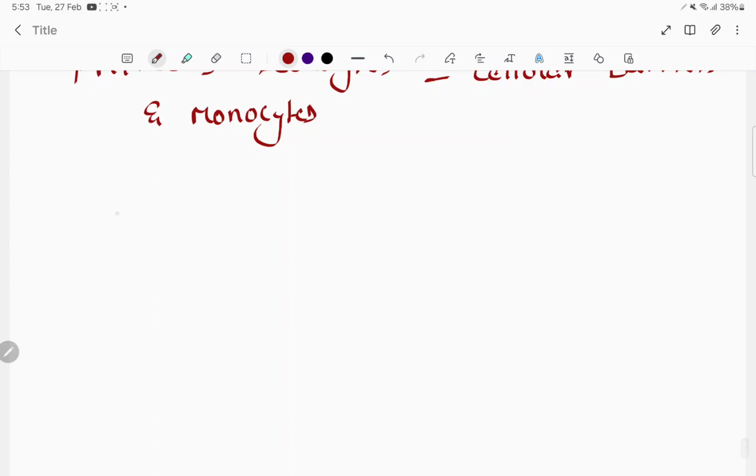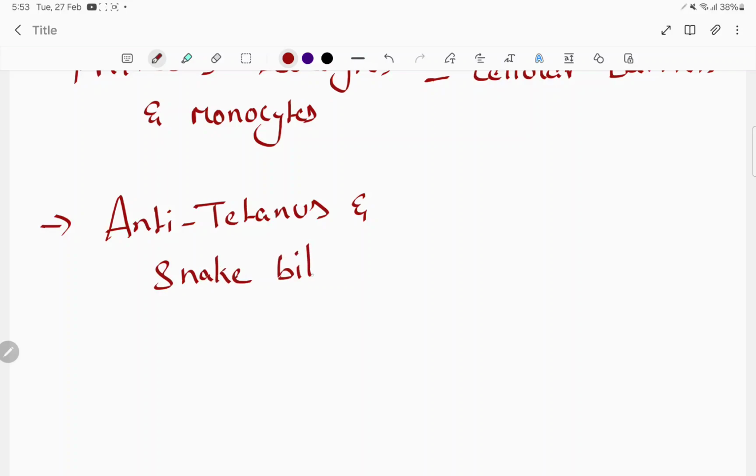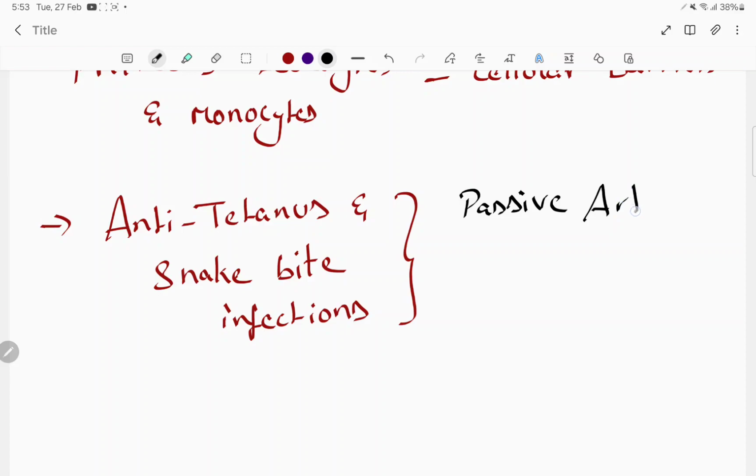Anti-tetanus and snake bite injections are passive, artificial, acquired immunity.